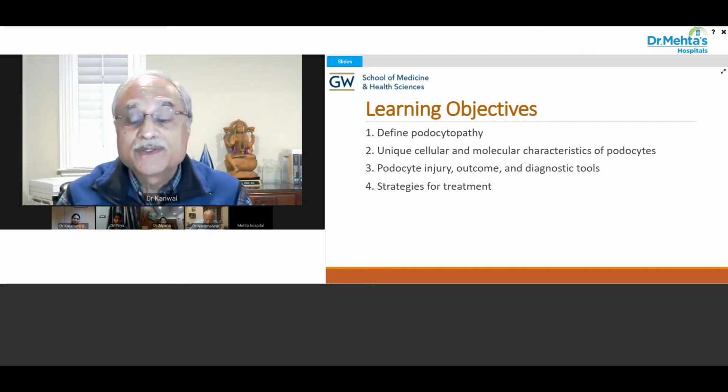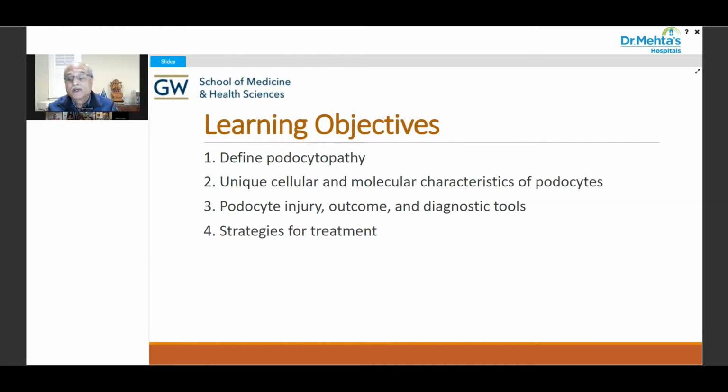Then we will talk about some very unique characteristics and molecular mechanisms within podocytes themselves. And thirdly, talk about what injury to podocytes really means, how the outcome is generated, and whether there are any diagnostic tools that we can use. Lastly, and quite briefly, not in great detail, we'll talk about some treatment strategies as to how we deal with these patients that come to our attention.